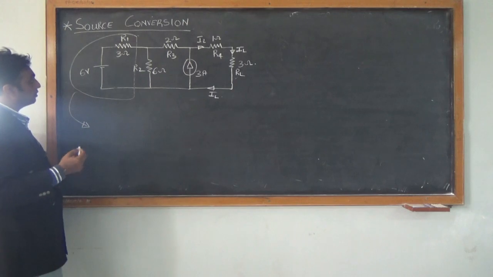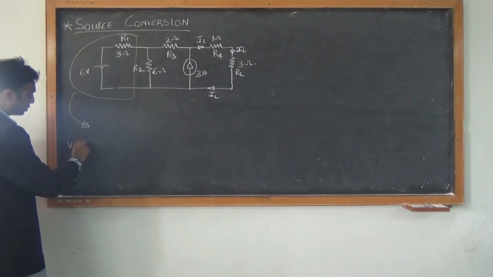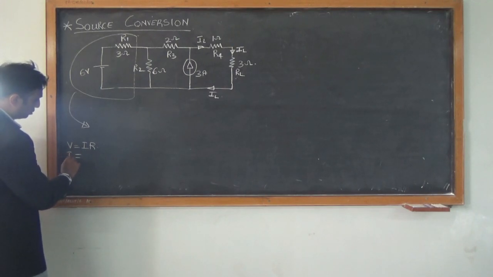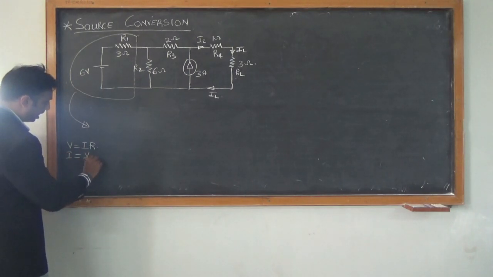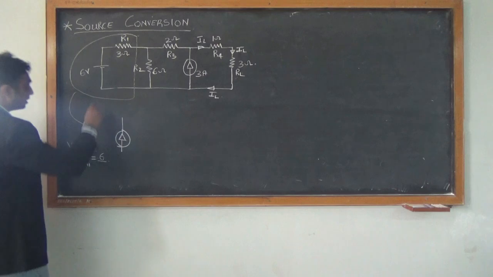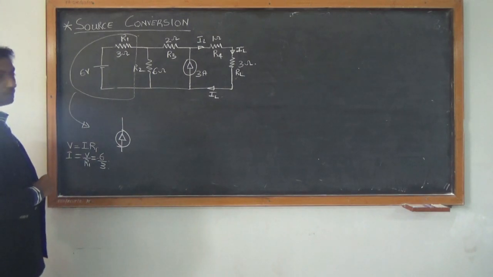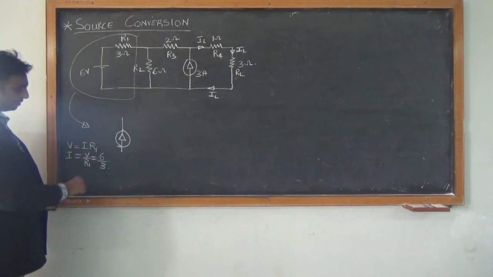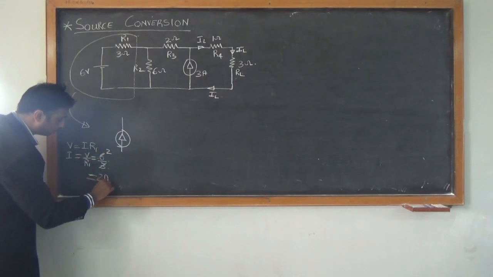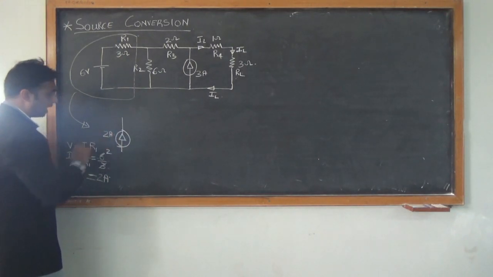As I told you, the formula we require is Ohm's law, V equals I into R. So I equals V by R. My V is 6 volts and my R1 is 3, so I have 6 divided by 3, which is 2. So I equals 2 amps. My current source will be 2 amps.